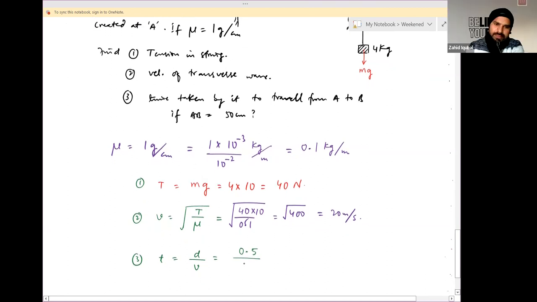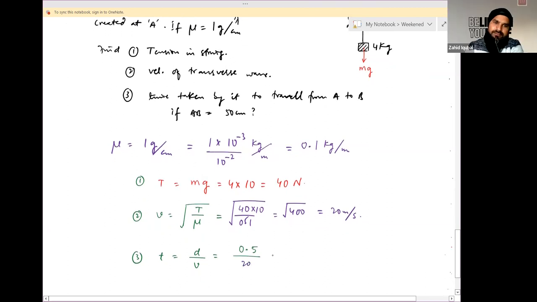Now put this in this expression and simplify it. So just remove this decimal and put 10. 5 times 4 will become 20. So it will be 1 divided by 40, so it will be 0.025 seconds.